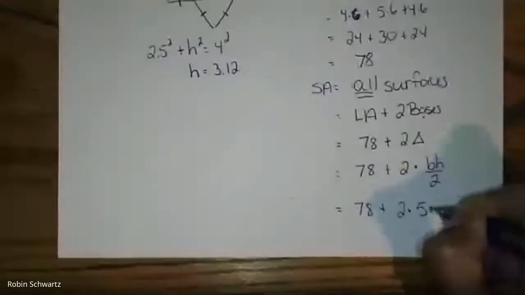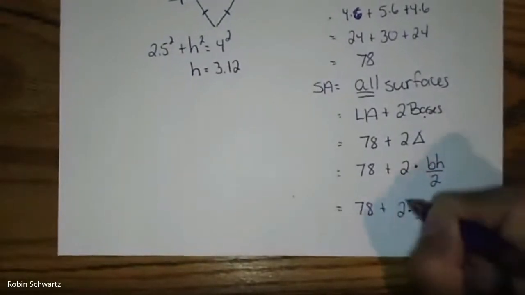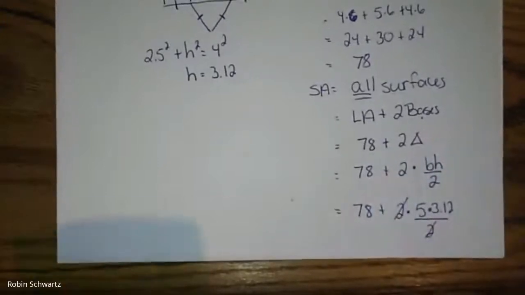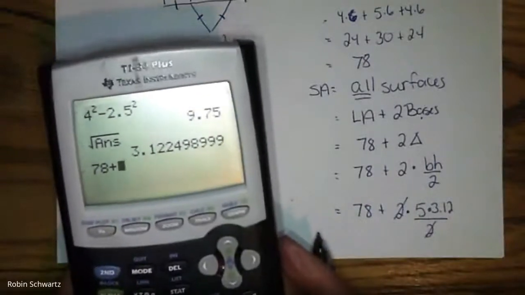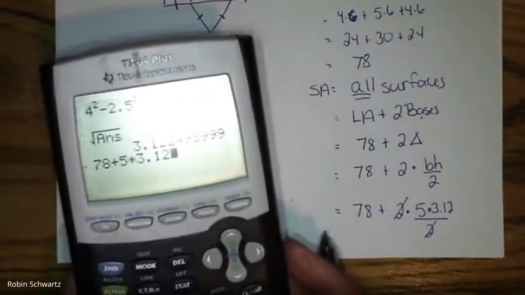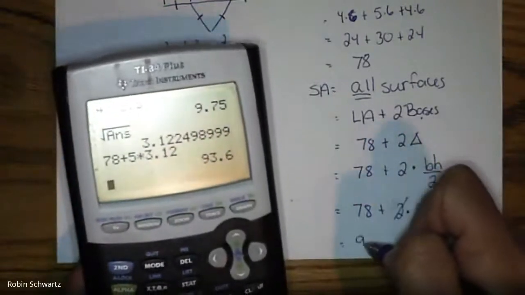So I didn't show any work here. We're at the end of the year. You should be good with a calculator at this point. Now I can come down here and finish this up. 78 plus 2. Base is 5. The height we just calculated as 3.12. Divide by 2. I can cancel the 2's out. So 78 plus 5 times 3.12. 93.6 is our surface area.